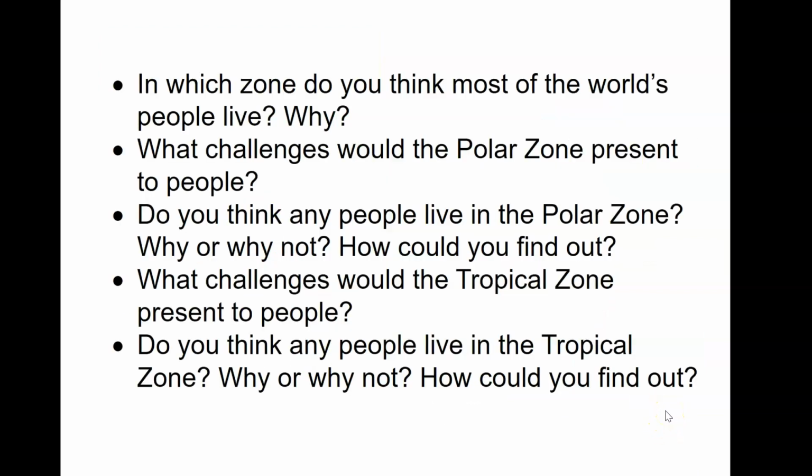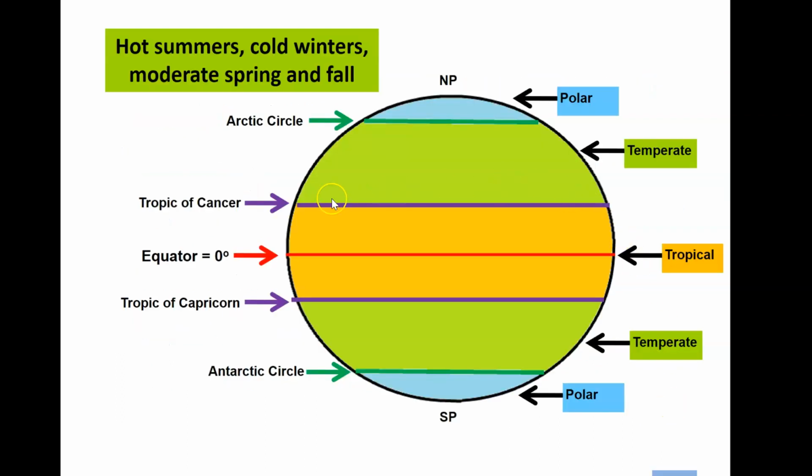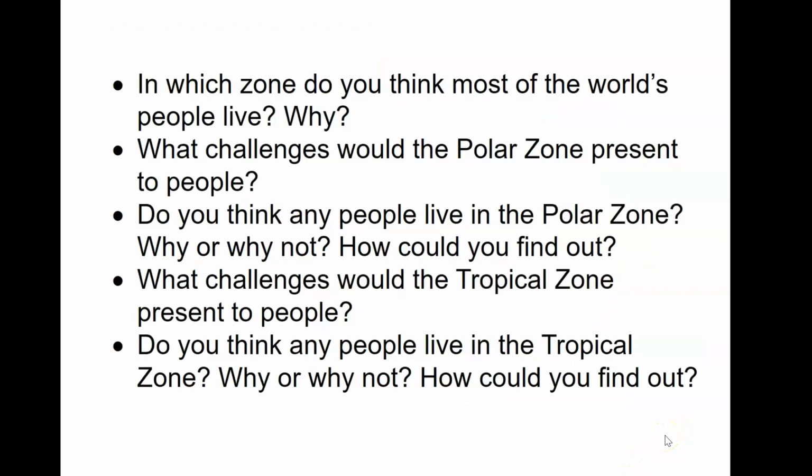What challenges would the tropical zone present to people? So here we have the tropical zone. What problems would people possibly face if they lived in the tropical zone? Are there places where it's too hot? Is it really hot to live near the equator? Is it so dry that it affects the way vegetation can grow? So maybe they're not as grassy areas. Do you think it's possible that we might find some of our deserts in this area because of that?